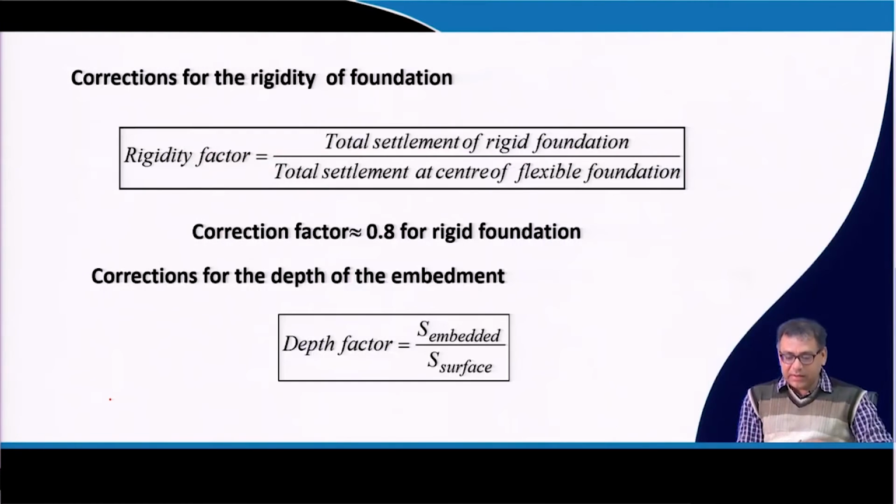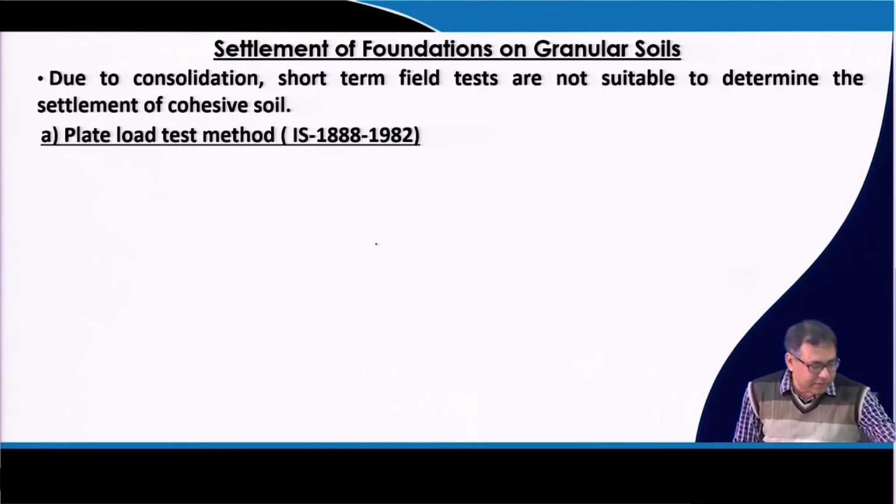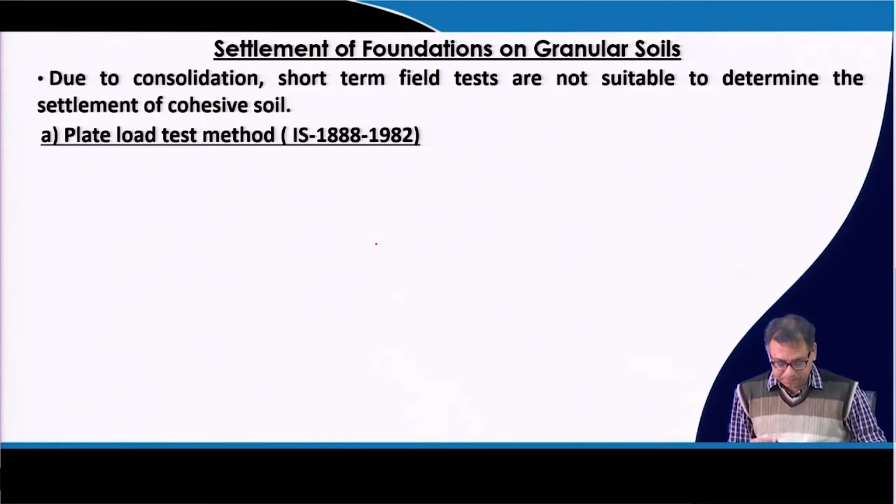Now, as I mentioned, there is the rigidity factor and the depth factor. You have to use these correction factors, and as I mentioned, this rigidity factor is 0.8. Next, I will discuss settlement calculation for granular soil by using the plate load test, then the SPT value, then the SCPT value, then the influence chart method or semi empirical method.